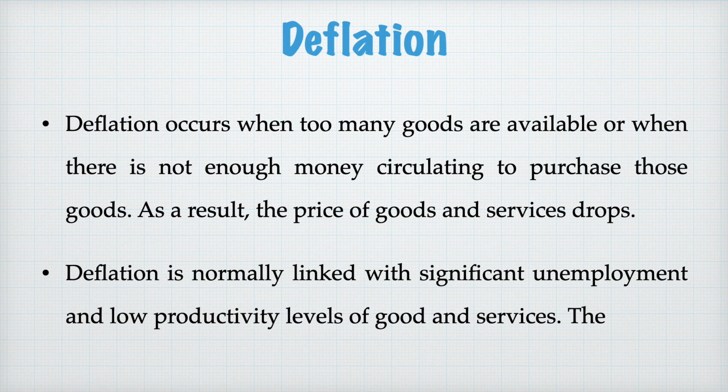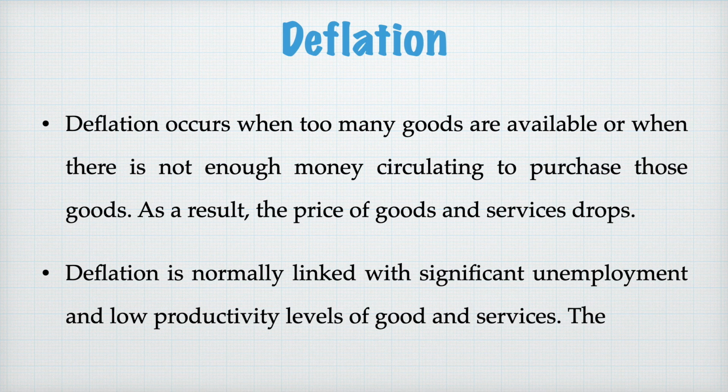Moving on to deflation. What is deflation? It's the opposite. It occurs when too many goods are available. Remember, inflation is what? There is scarcity of goods. Under deflation, what happens? There are too many goods available, or there is not enough money circulating to purchase those goods. This is exactly what we are going through in our economy right now. As a result, the price of goods and services drops.